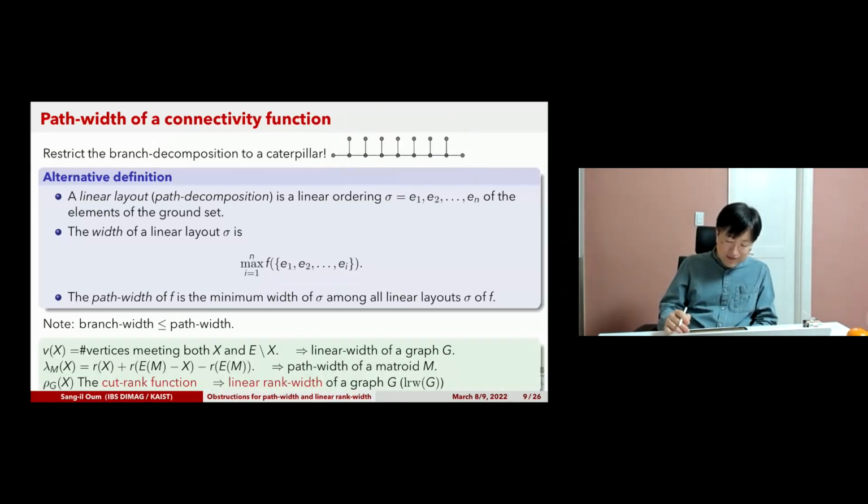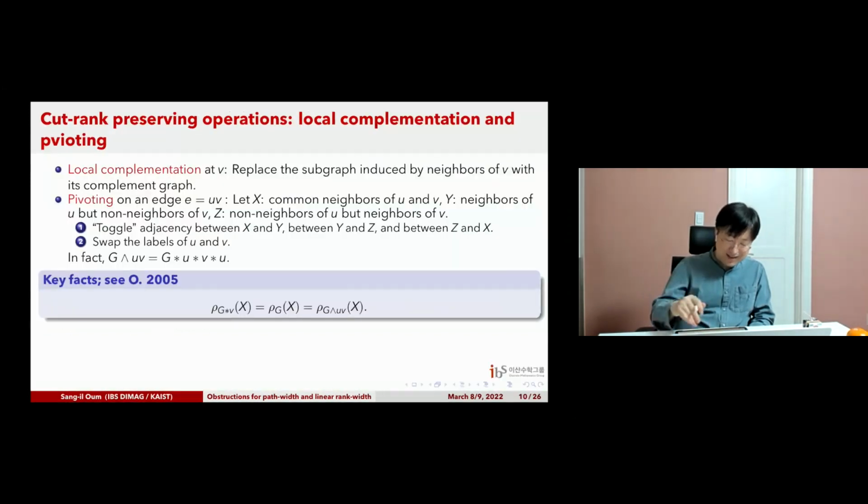And then if we use the standard connectivity function for graphs, then we get the definition of linear width, studied by Thilikos and Bodlaender, I think. And then if you use the standard matroid connectivity function, then you get the definition of path width of matroid. And if you use the cut rank function, then you have the definition of linear rank width. All right. Now, so this is the definition of a linear rank width of a graph.